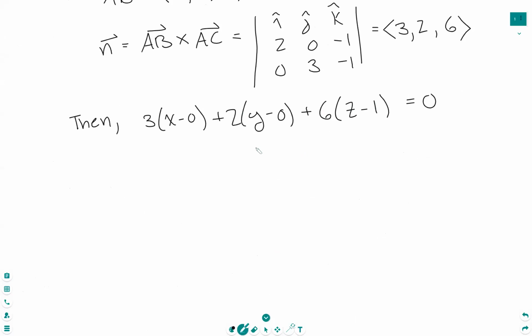So we can FOIL these out. And we'll end up with 3x plus 2y plus 6z is equal to 6. And that's the equation for the plane that includes those 3 points A, B, and C. Right?